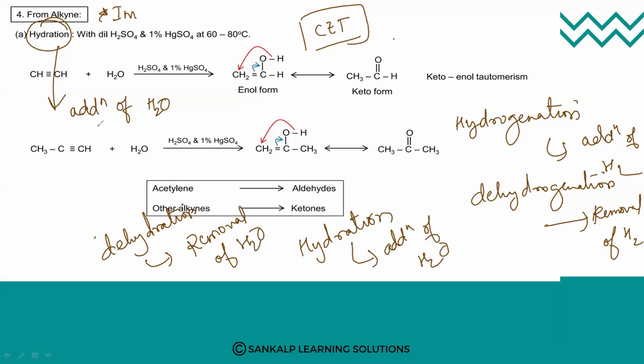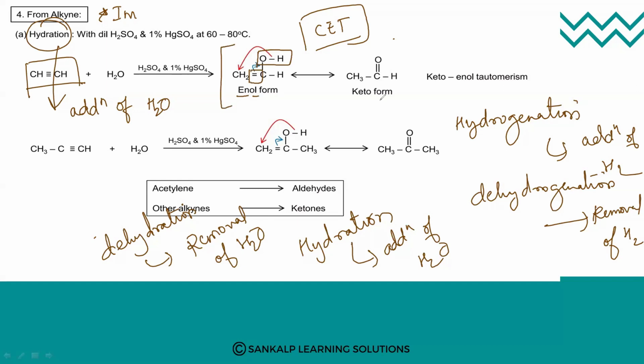Fine. So what we are going to do, we are going to take a triple bond alkyne, acetylene, and treat it with water in the presence of H2SO4 and 1% HgSO4, that is mercuric sulfate. So what are we going to get? We are going to get an enol form. Enol means an alcohol and one double bond. So this is called the enol form.